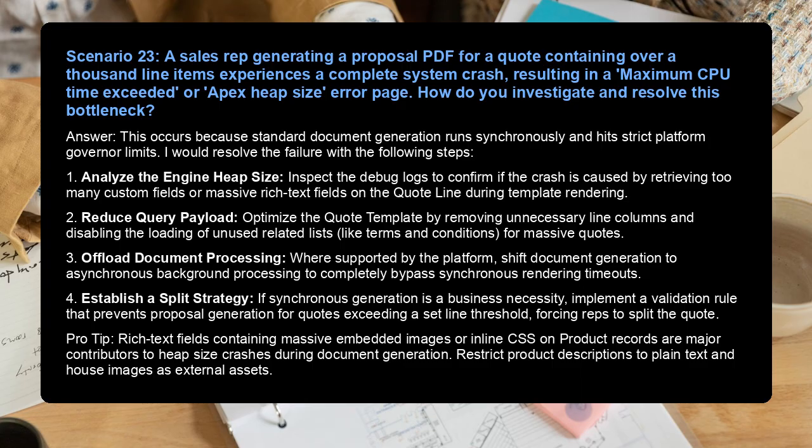rendering timeouts. 4. Establish a split strategy. If synchronous generation is a business necessity, implement a validation rule that prevents proposal generation for quotes exceeding a set line threshold, forcing reps to split the quote. Pro tip: rich text fields containing massive embedded images or inline CSS on product records are major contributors to heap size crashes during document generation. Restrict product descriptions to plain text and house images as external assets.